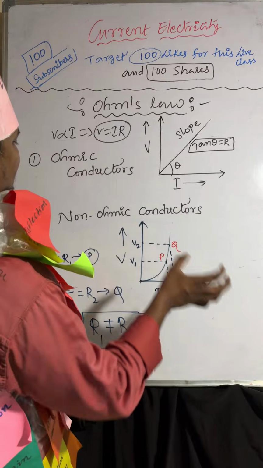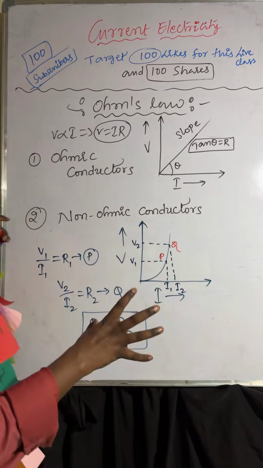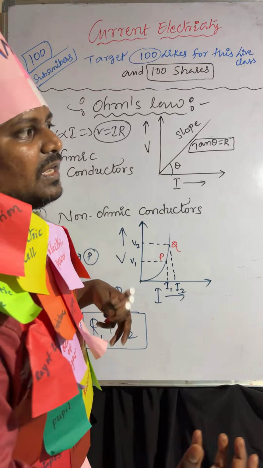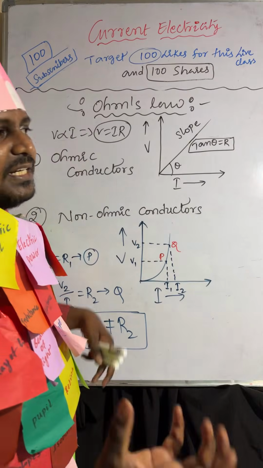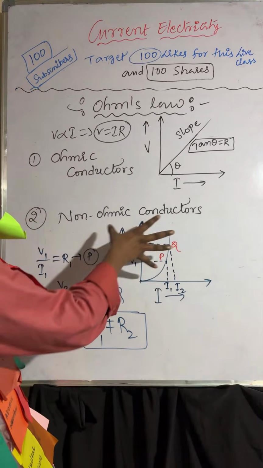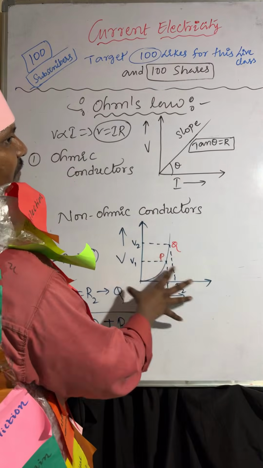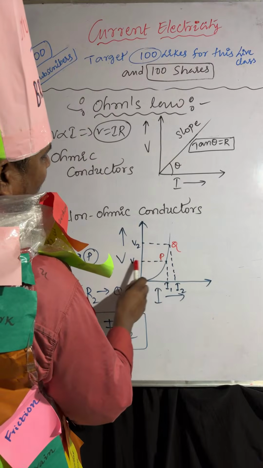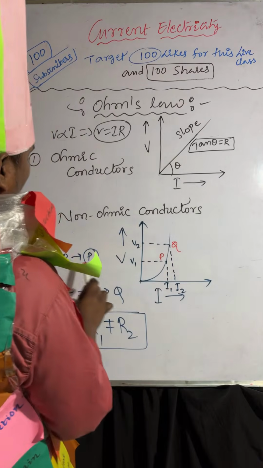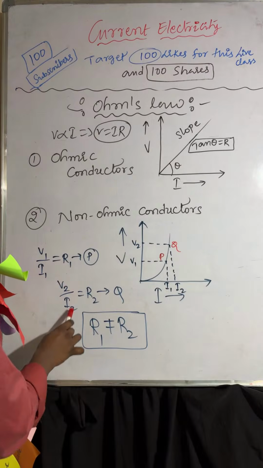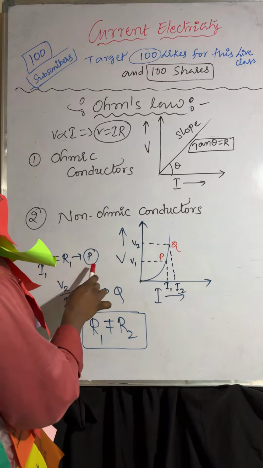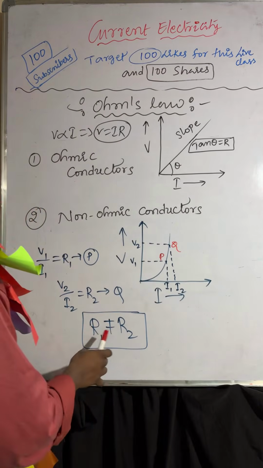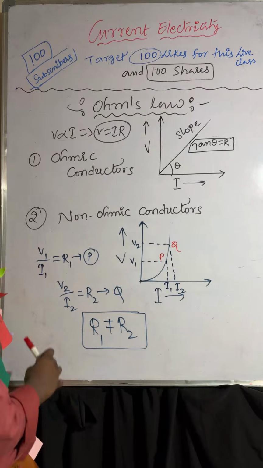Coming to non-ohmic conductors, the conductors which do not obey Ohm's law. The conductors, circuits or materials, or resistors, which do not obey Ohm's law are called non-ohmic conductors. Here the graph is a curve. This is V1 and I1, V2 and I2. V1 by I1 equals R1 at P, V2 by I2 equals R2 at Q. But still R1 is not equal to R2.